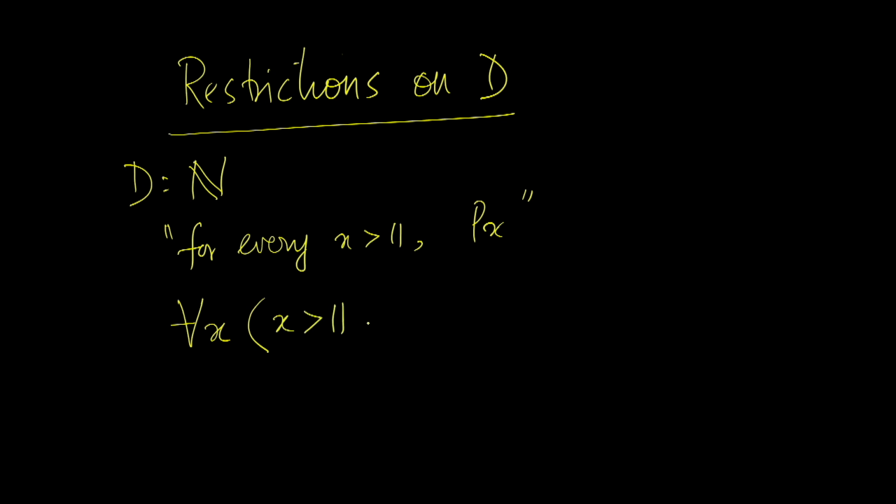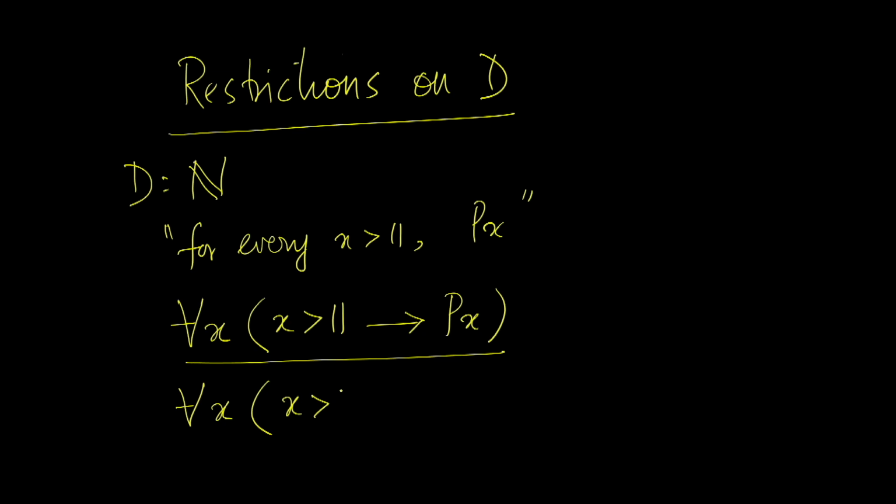You have to write it this way: for all x, if x is greater than 11, then P of x is true. This is the correct representation of this statement. This cannot be paraphrased as, and this is an often made mistake, People often write this way.